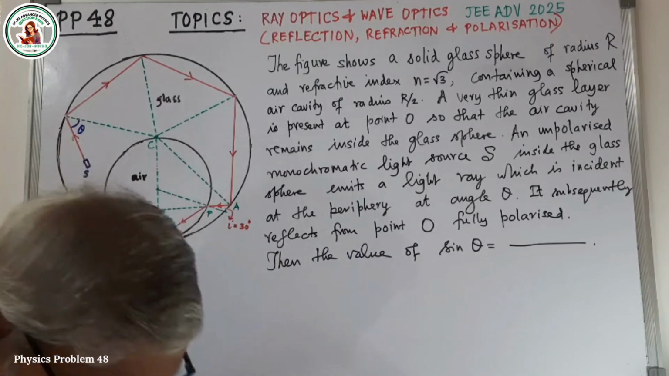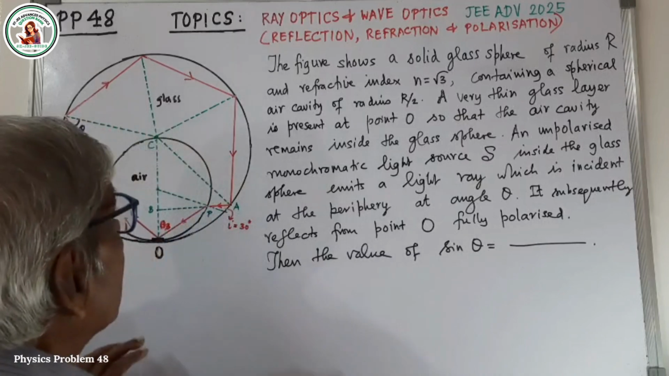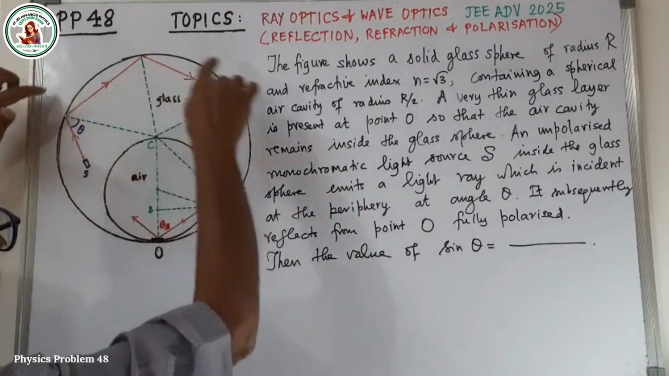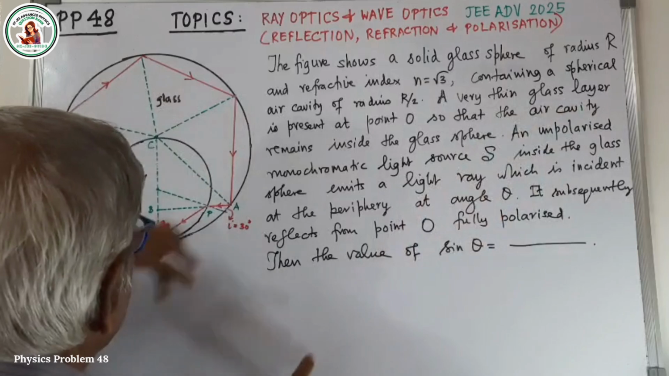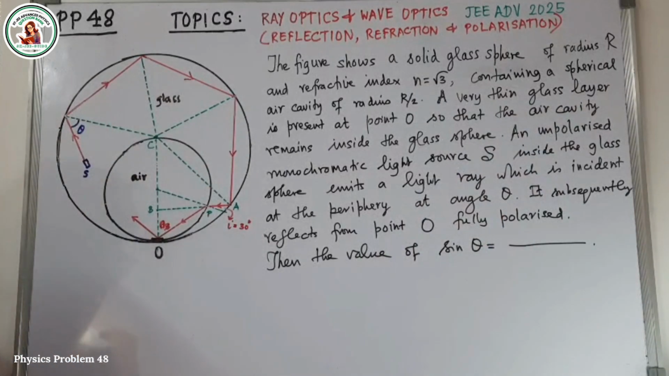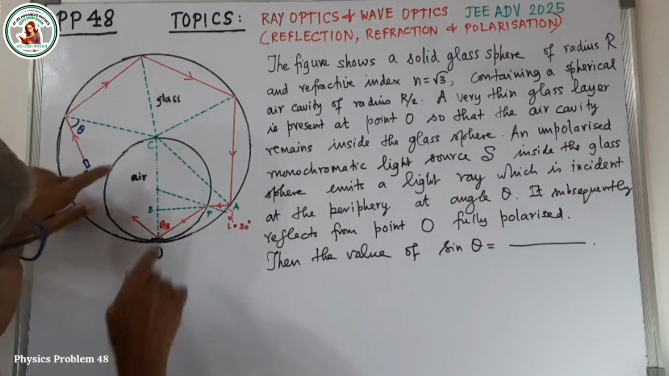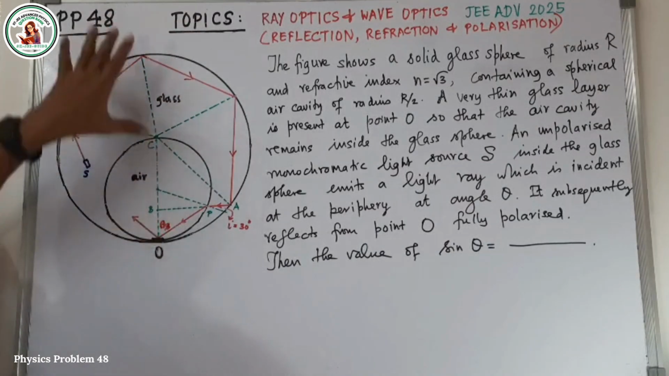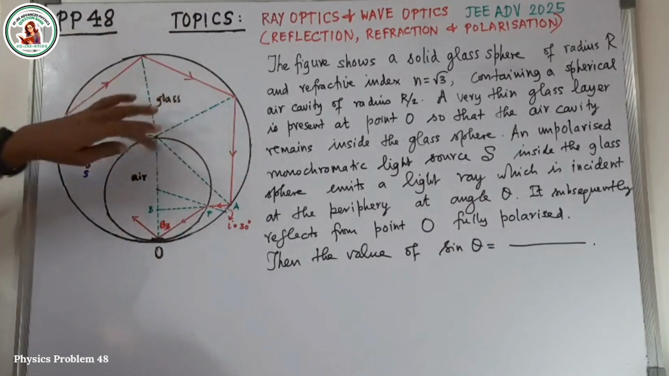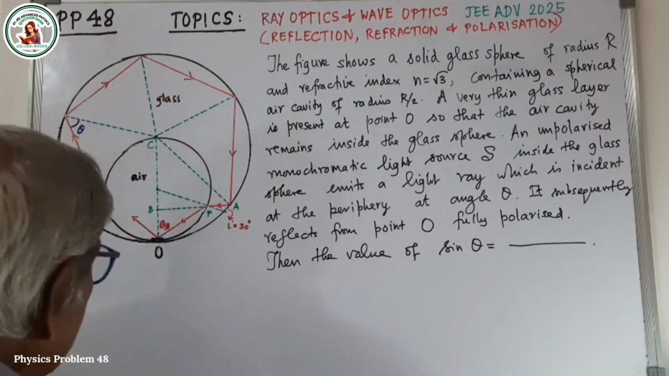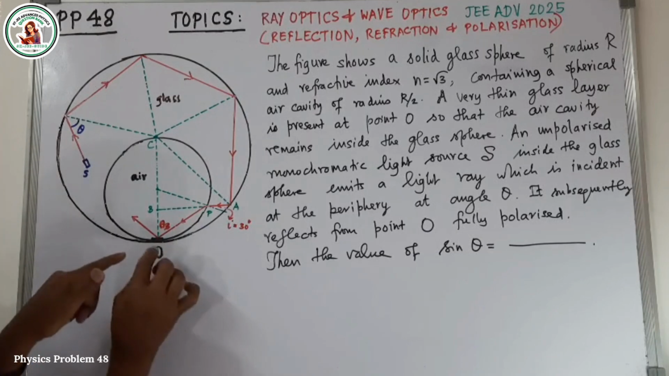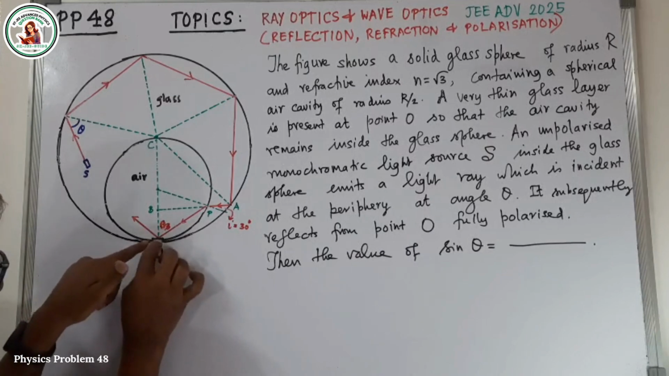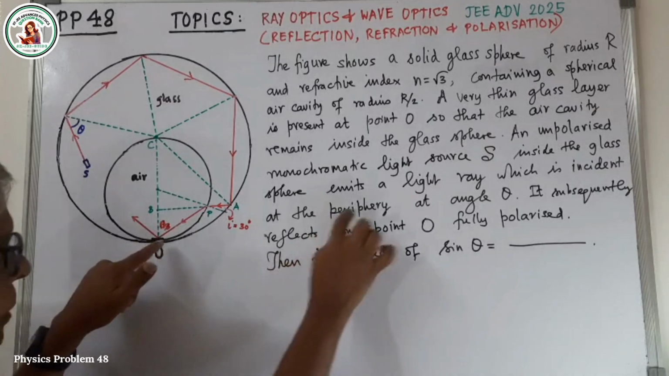Now, let us see what is given. There is a solid glass sphere in which there is an air cavity of half the radius. Sphere radius is r, and this radius is r by 2. There may be a small opening here, but that is covered with another small glass piece.